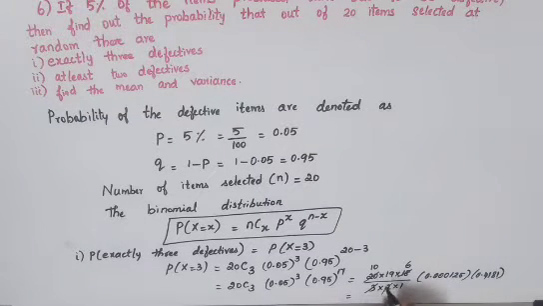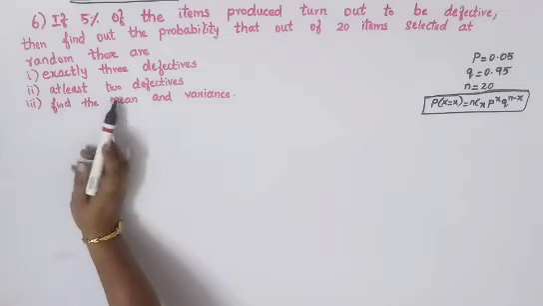When you multiply 10 into 19 into 6, you get 1140, into 0.000125 into 0.4181. The last multiplication of all these numbers, the answer will be 0.0596. The second subdivision, at least 2 defective.